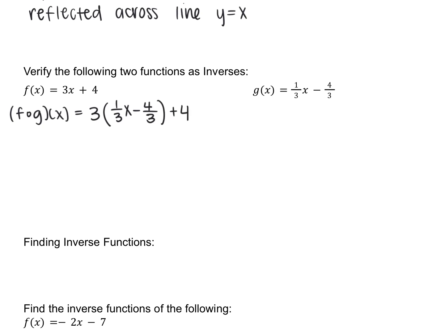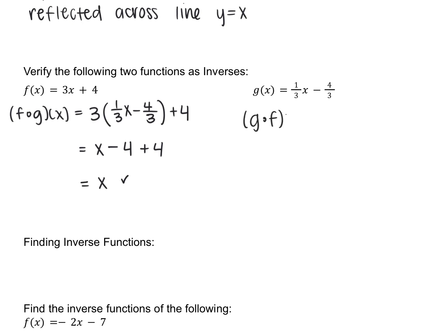I'm going to distribute my 3 into my parentheses. So 3 times 1/3 is just 1. So I'm left with x minus 3 times 4/3 is 4 plus 4, which gives me x. So far so good. My first composition has equaled x. I still have to check the second composition. I can't just stop here and say, yeah, f of g of x was x, so they're inverses. You must check g of f of x as well.